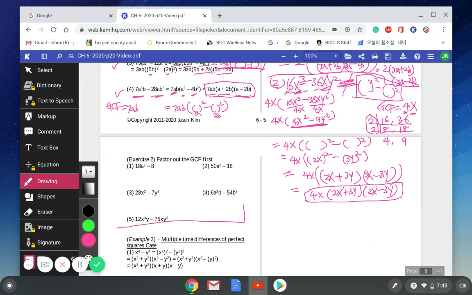So try exercise 2 and check your answer with the answer key at the end of this section.